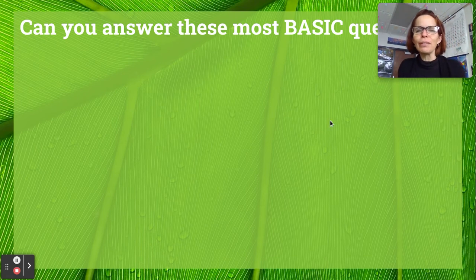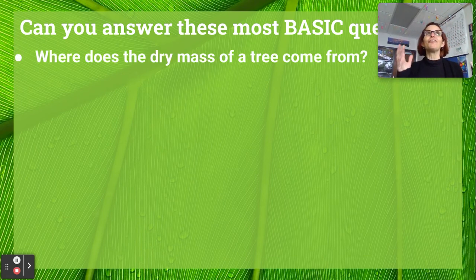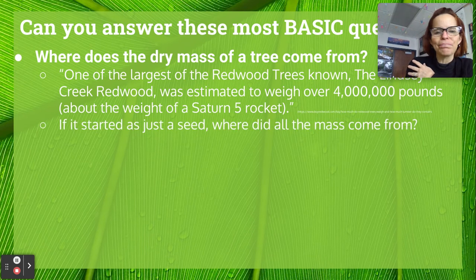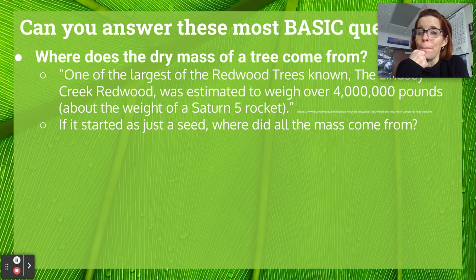It got super complicated in photosynthesis, but can you keep your eye on the prize? Can you remember what's actually happening here? Where does the dry mass of a tree come from? One of the largest of the redwood trees known, the Lindsay Creek redwood, was estimated to weigh over 4 million pounds, about the weight of a Saturn V rocket. If it started as just a seed, where did all the mass come from?